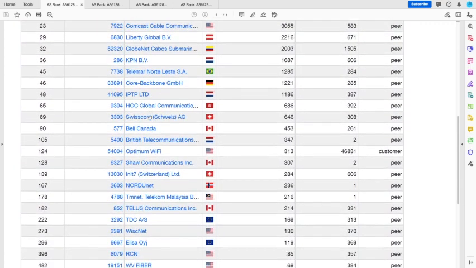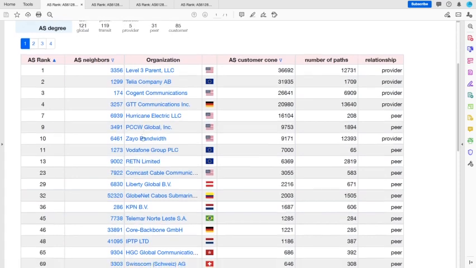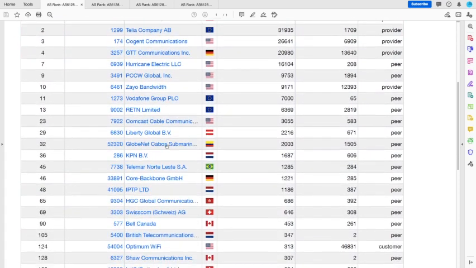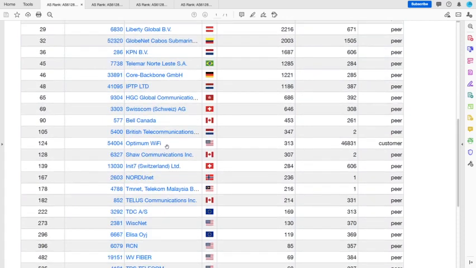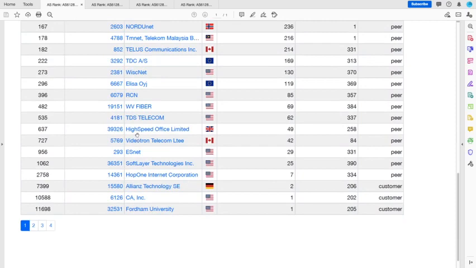involved in this. So you're going to have your Level 3 parent communication ones. Everybody has that. And then you have the other telecom companies and internet service providing companies. But what I want to show is, go down further: high speed Videotron Telecom, SoftLayer Technologies, Hop One Corporation, Allianz Technologies, Computer Associates, and you got Fordham University here.